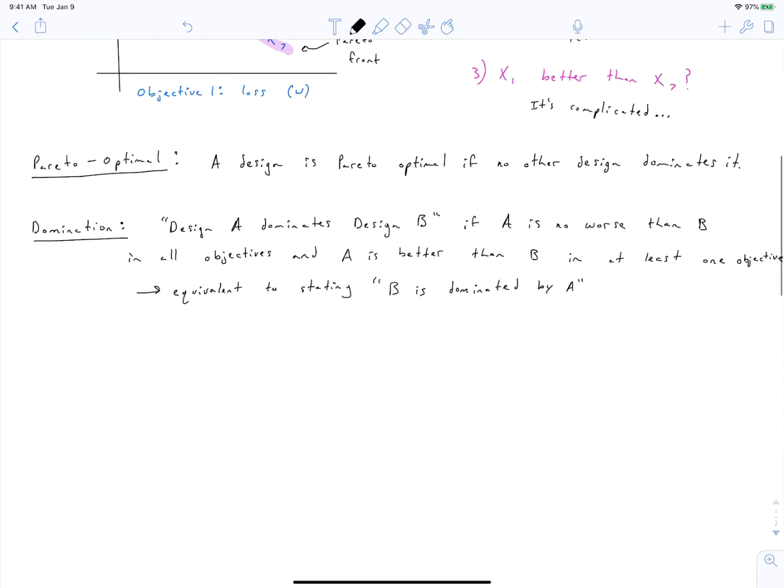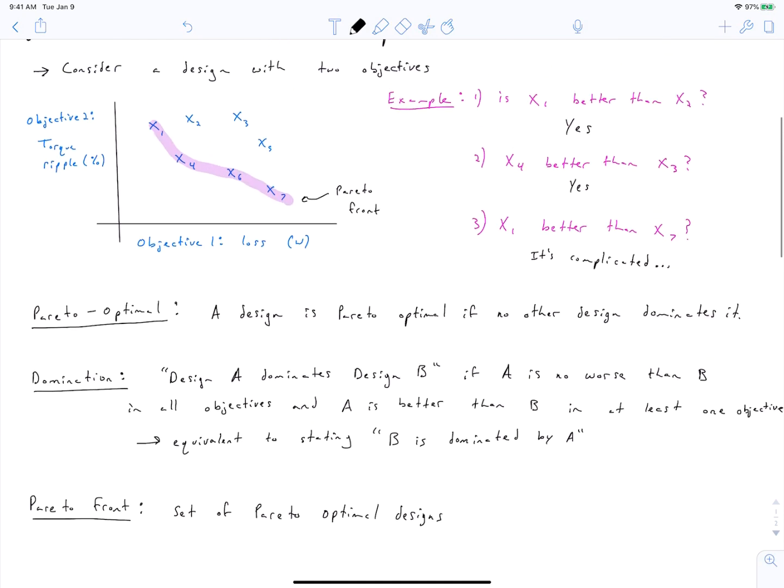And so the definition of Pareto front is the set of all Pareto optimal designs. And when we have only two objectives, we can pretty easily depict this as we've done in this figure up here. The Pareto front is always going to be this bottom left quadrant, this bottom left front of our design space when we plot our objectives against each other.